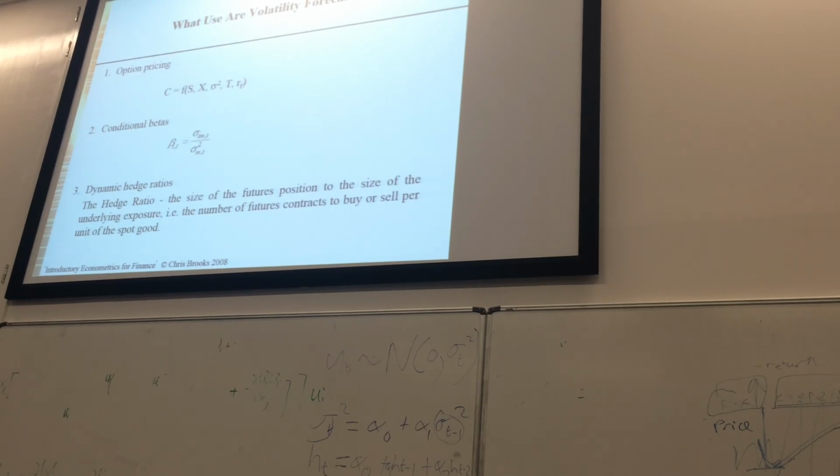The other one there is conditional betas. A beta is measuring how much a stock is going to move with the market. And if you can forecast the sigma squared of the market, you can forecast the beta of a stock in the future, which is just a component of forecasting the return of that stock.